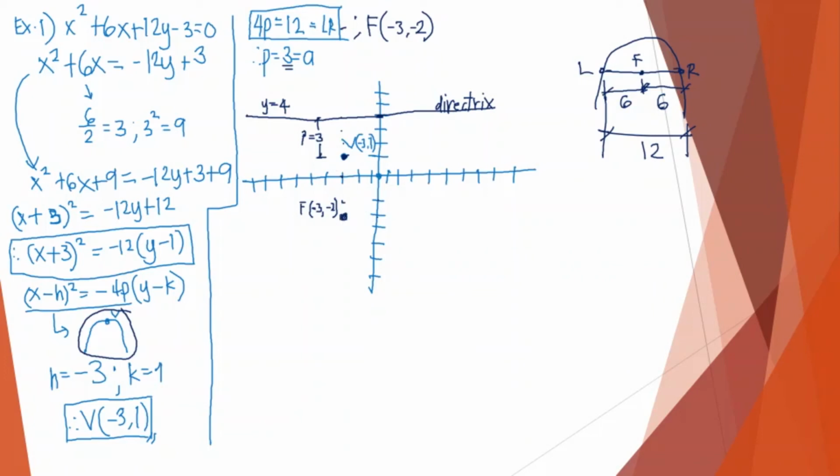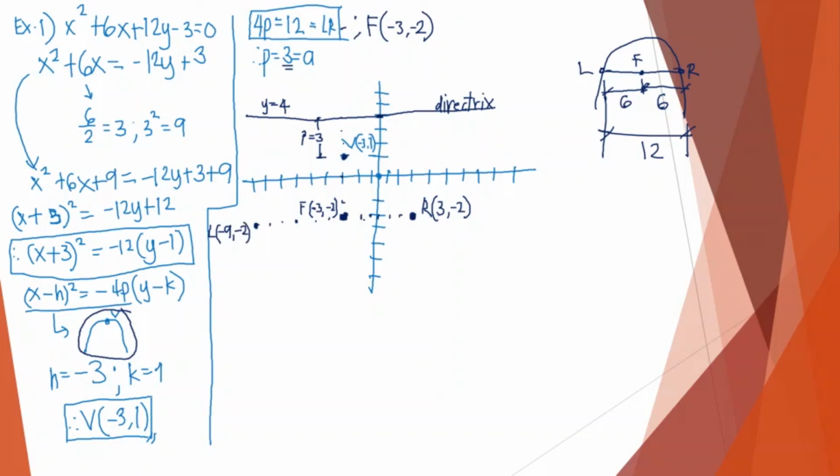So focus is at negative 3, then 1, 2, 3, 4, 5, then 6. Okay, so this is R, to the right. With this point, you have positive 3, negative 2. To the left, count 6 as well: 1, 2, 3, 4, 5, then 6. So this is the left part, that is negative 9, negative 2.